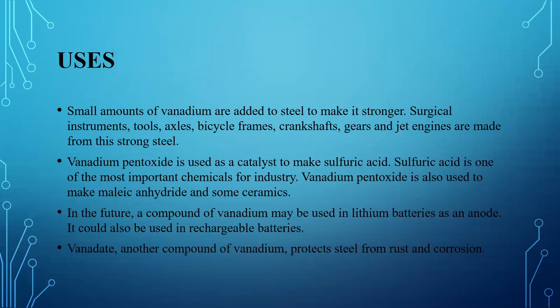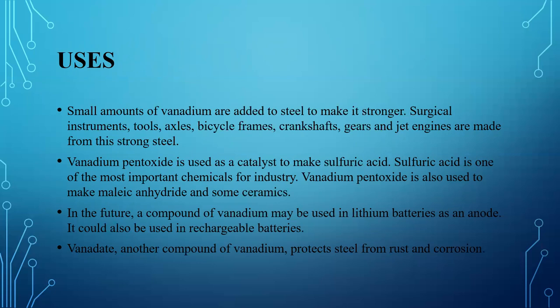Small amounts of vanadium are added to steel to make it stronger. Surgical instruments, tools, axles, bicycle frames, crankshafts, gears, and jet engines are made from this strong steel. Vanadium pentoxide is used as a catalyst to make sulfuric acid. Sulfuric acid is one of the most important chemicals for industry. Vanadium pentoxide is also used to make maleic anhydride and some ceramics.